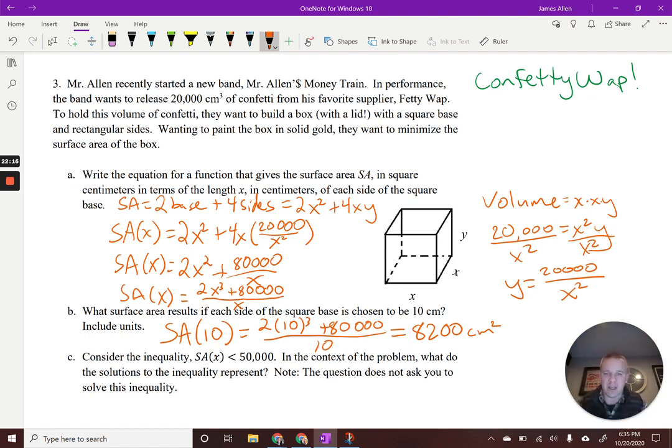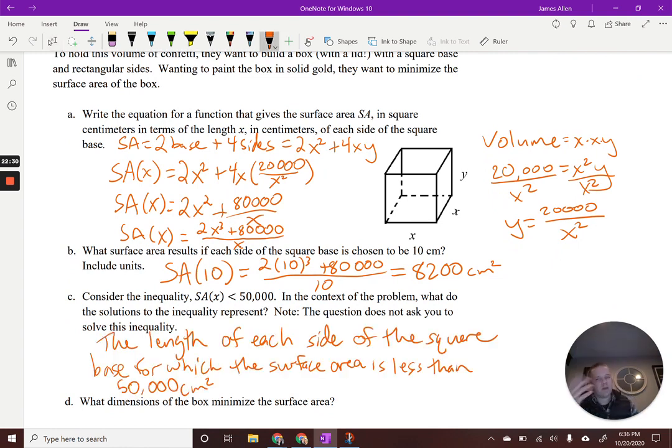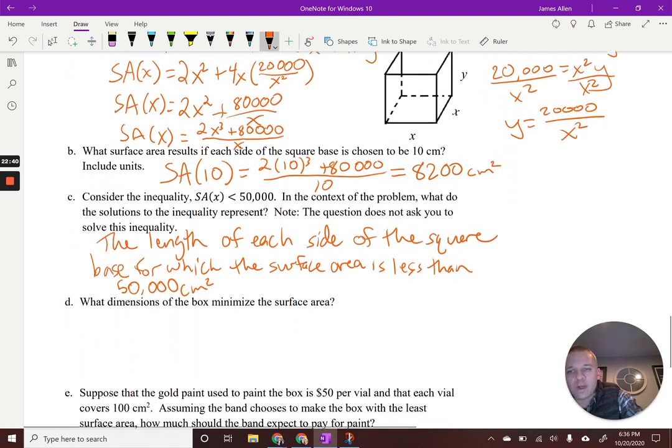So if I were to solve it, I would get some x values for when the surface area is less than 50,000. Well, what are those x values? Those are the lengths of the base. So there we go. That's what it represents. Formally written down, the length of each side of the square base for which the surface area is less than 50,000 centimeters squared. All right.